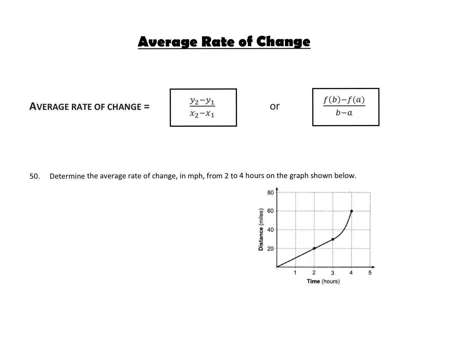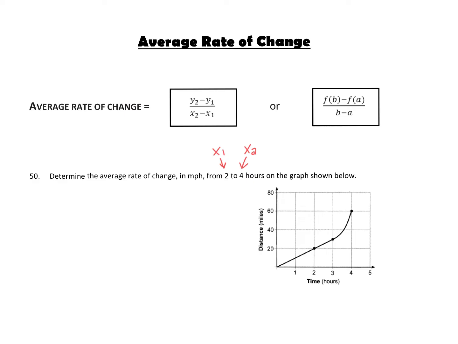All right, so let's take a look at the first one, number 50. It says determine the average rate of change in miles per hour from 2 to 4 hours on the graph shown below. So we're looking at the average rate of change from 2 hours to 4 hours. Now, these right here are my x values, right? They're along the x-axis. So if we're going to use this formula right here, then these are going to be my x values. I'm going to label the first one x1 and the second one x2. To be honest, it does not matter which you label which.